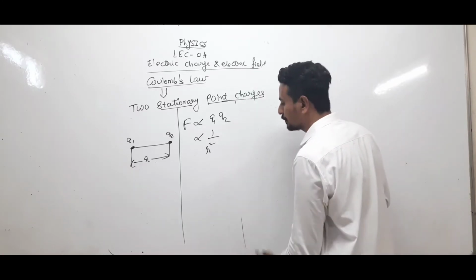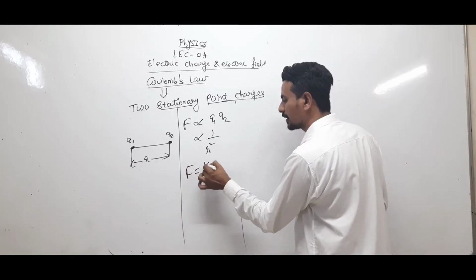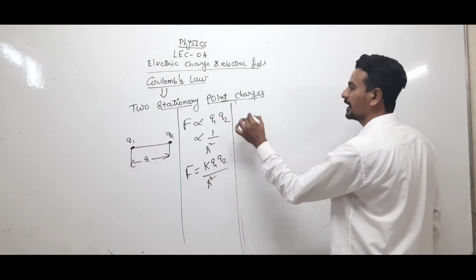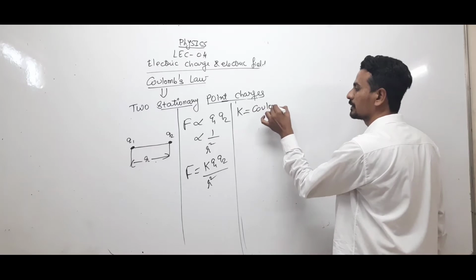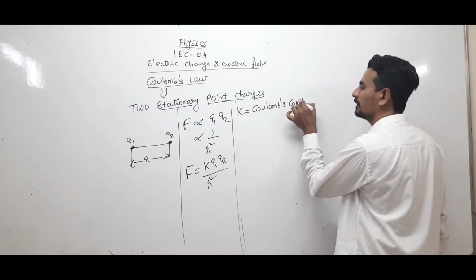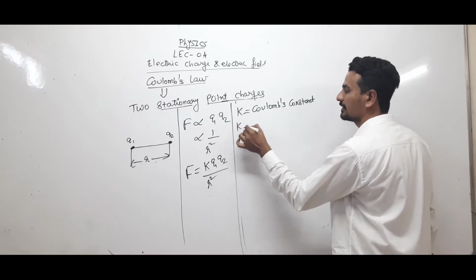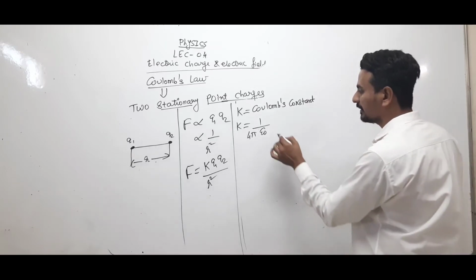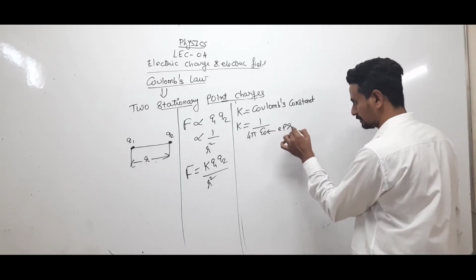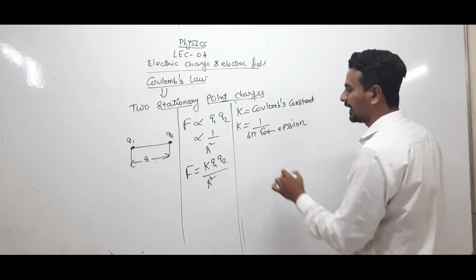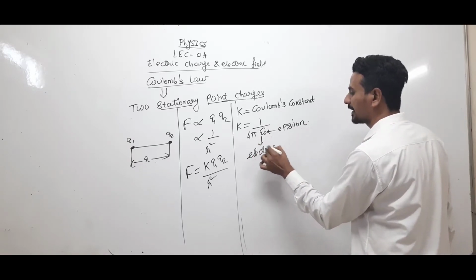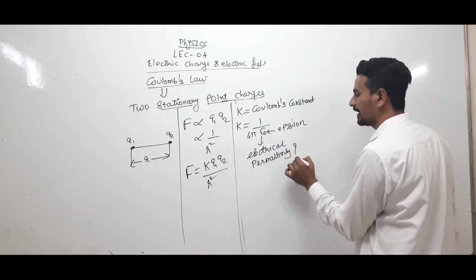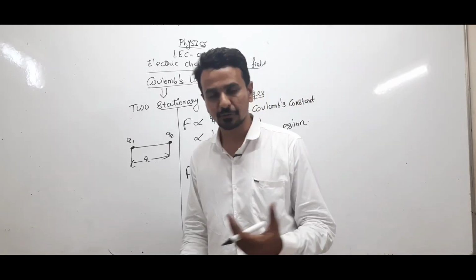So according to Coulomb's law, F is equal to K Q1 Q2 by r square, where K is known as Coulomb's constant, and this is equal to 1 upon 4 pi epsilon naught. This epsilon naught is termed as electrical permittivity. What is electrical permittivity? What is its value in air or vacuum? That is what we are going to discuss.